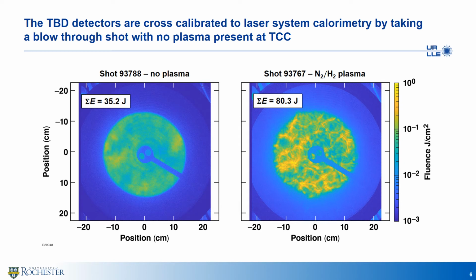On the right is an image shown with a shot with plasma present. As you can see, portions of the beam refract as it propagates through the plasma, producing a pattern similar to what is seen at the bottom of the pool on a sunny day.